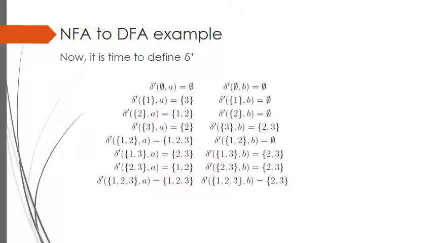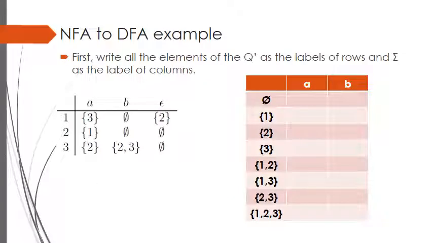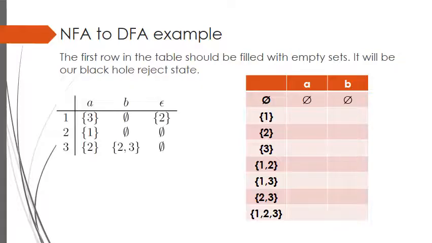However, many of my former students in this course told me that the method used in our lecture notes was not easy. Since they suggest using the table method, we will learn it now. First, write all the elements of Q' as the label of rows and input symbols as the label of columns. The first row in the table should be filled with empty sets. It will be our black hole reject state. When you go there, you never escape.